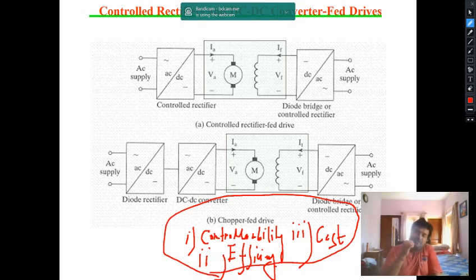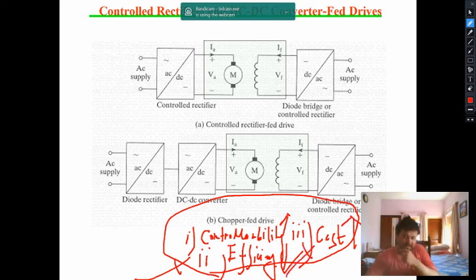So if you increase the controllability, your controllability is increasing because you are introducing multiple firing angles. But your efficiency is falling, which is not recommended. What about your cost? Your cost goes higher, which is again not recommended. So the more you increase the number of stages, it will be more and more costly, and you will be sacrificing efficiency. So an optimization between all these three things, that means if there are 3 points, you have to optimize this triangle.